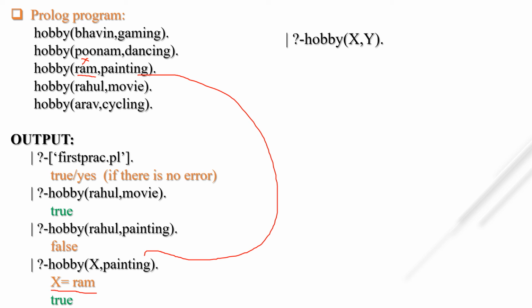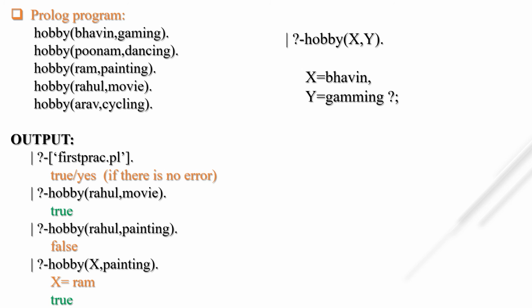Okay. Similarly, if I ask hobby x comma y, both are variables, so it will go from top to down. First x equal to Bhavin, y equal to gaming. Then there is a question mark. Why will it return a question mark? Because Prolog tells you that you have another alternative for the predicate hobby. What is the next alternative? To see the next alternative, you have to hit semicolon.